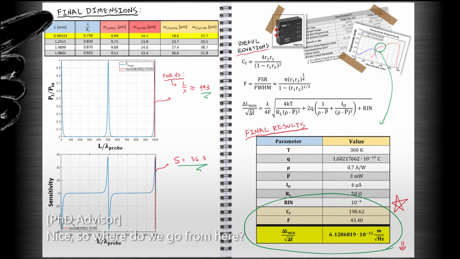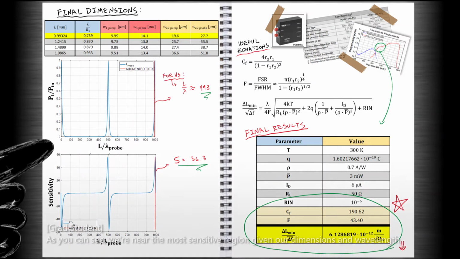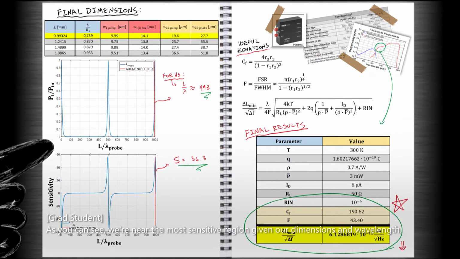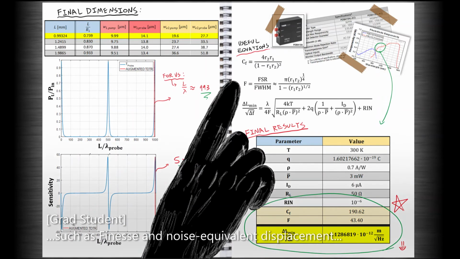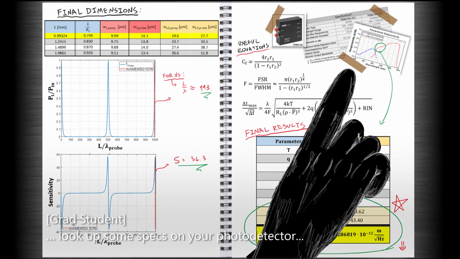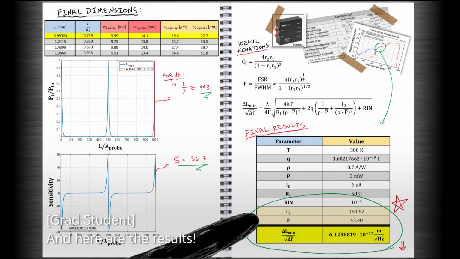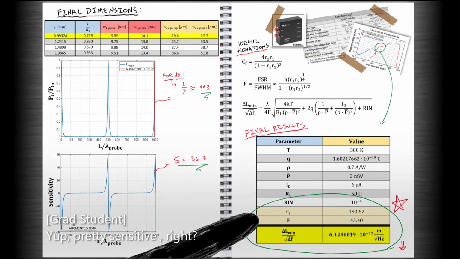Nice, so where do we go from here? Well, we look at the power transmission of the cavity, and the resulting sensitivity. As you can see, we're near the most sensitive region given our dimensions and wavelength. I then make use of these equations that give me performance metrics, such as finesse and noise equivalent displacement. Look up some specs on your photodetector. How'd you even get in my... And here are the results. We get a finesse of 43.4, and a noise equivalent displacement of 6.1 femtometers? Pretty sensitive, right?